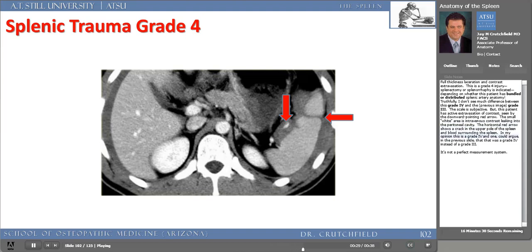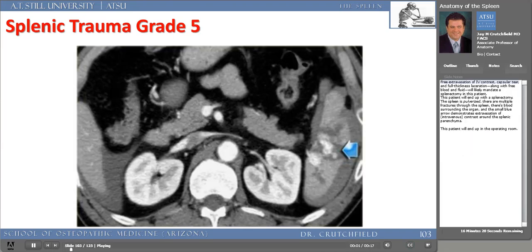In my opinion, this is a grade 4, and one could argue that in the previous slide that was a grade 4 instead of a grade 3. It's not a perfect measurement system. This patient will end up with a splenectomy.